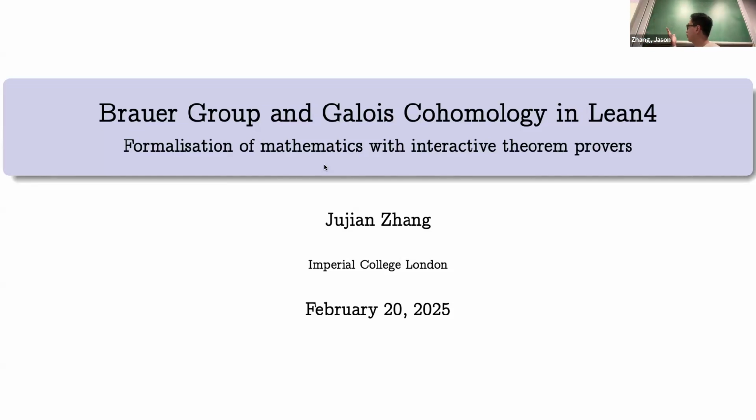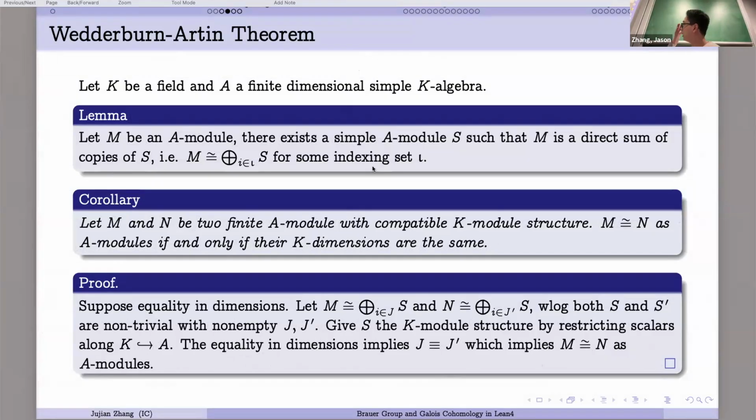And some corollaries of the Wedderburn-Artin theorem are: if M is an A module, then there will be a simple A module S such that M is just copies of S. So one of the corollaries that is harder to prove is that if M is an A module, then there exists a simple A module S such that M is just copies of S. And in fact, this simple module S is unique.